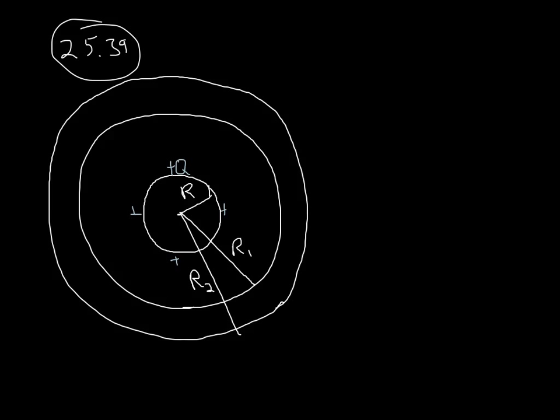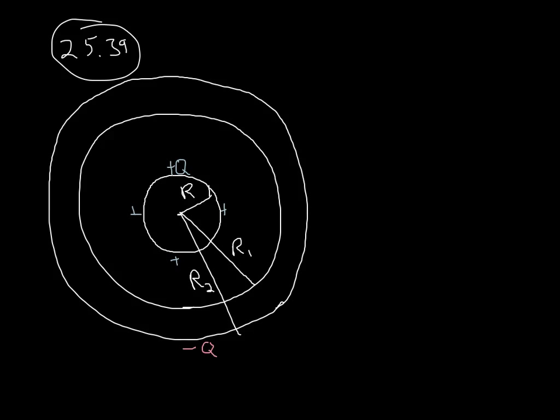As we keep reading along in the problem, we can make sense out of what's going on. This central sphere is concentric with a larger, thick conducting spherical shell with inner radius r1, which I've drawn here, an outer radius r2, and a total net charge on this shell of negative q. So we have a negative q spread around on this outer shell.